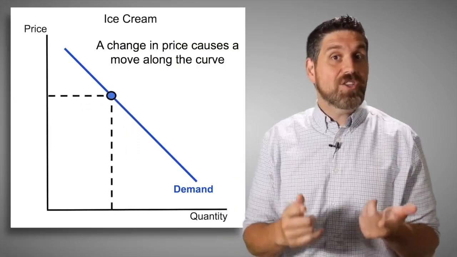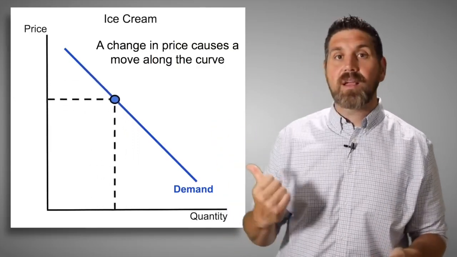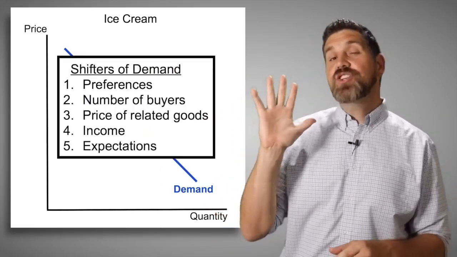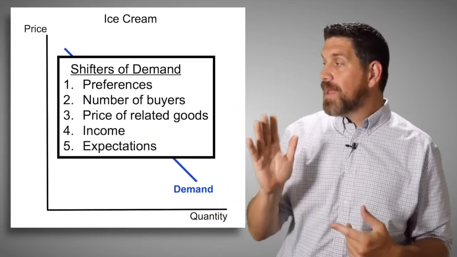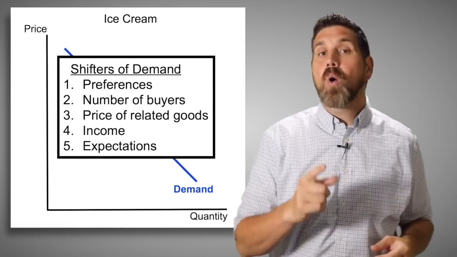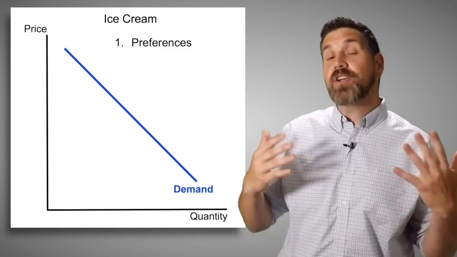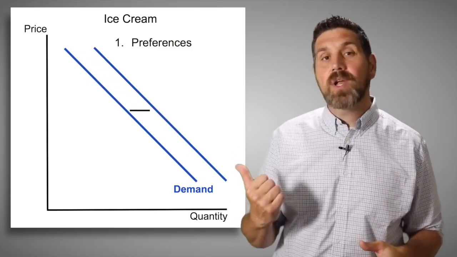Now notice, when there's a change in the price, that moves along the demand curve. But what if something else changes that causes the demand curve to shift? There's 5 shifters or determinants of demand that cause the demand curve to increase and shift to the right, or decrease and shift to the left. The first one is tastes and preferences. For example, if it's 100 degrees outside, then the demand for ice cream would shift to the right.